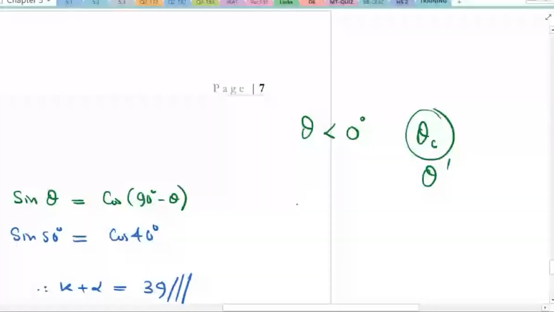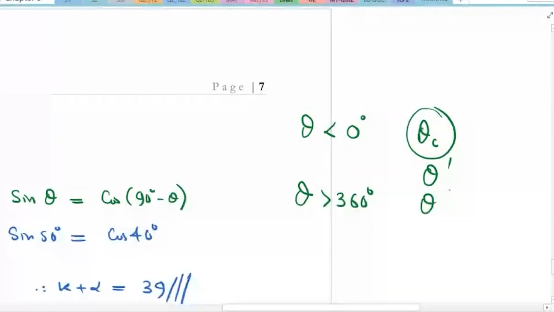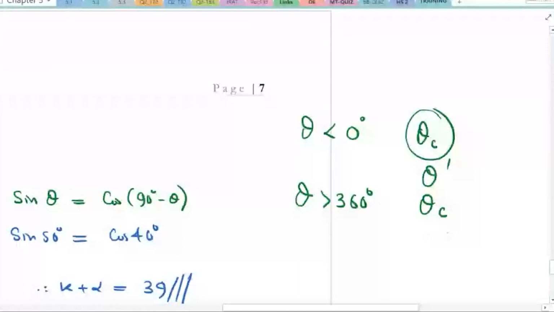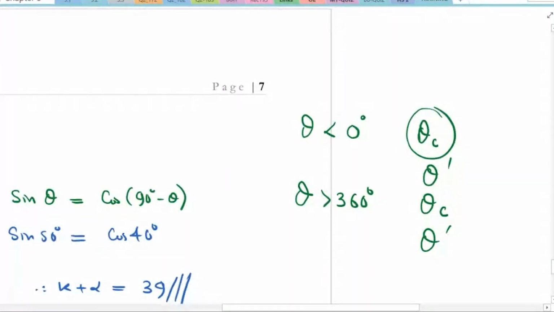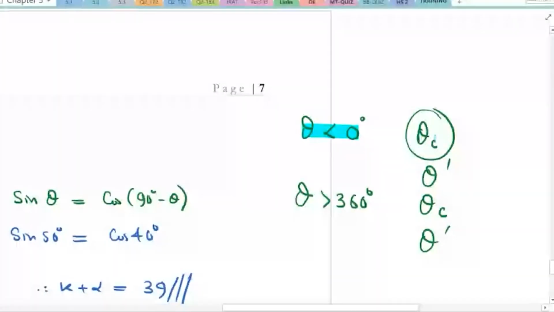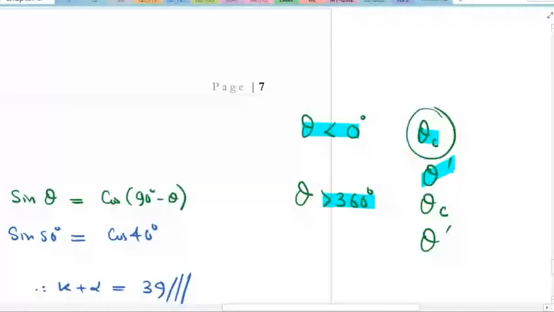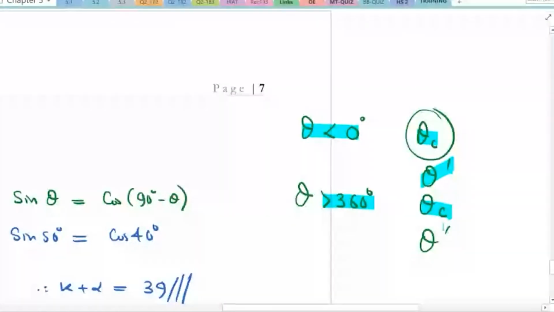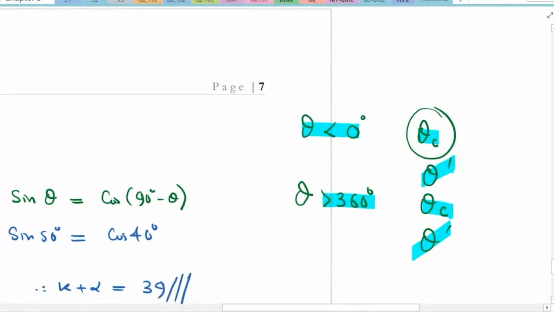Similarly, if you have an angle that is greater than 360 degrees, first you must find the coterminal angle. You must always find the coterminal angle. Then after finding the coterminal angle, you can find the reference angle. So look at it. Any angle that is less than 0, find the coterminal, but then find the reference angle. Angle greater than 360, find the coterminal and then find the reference angle.